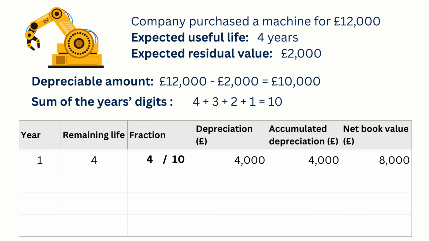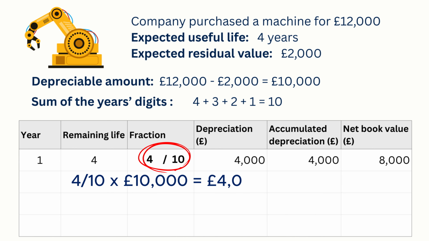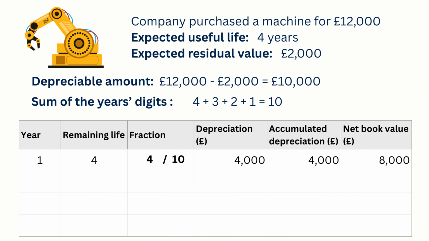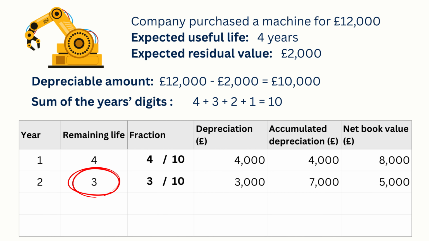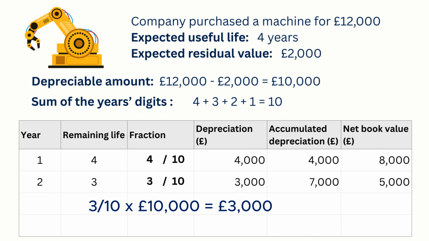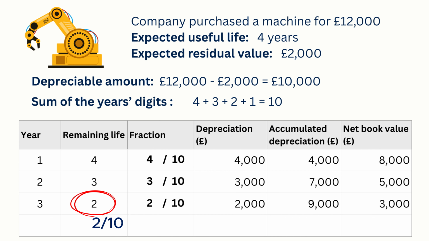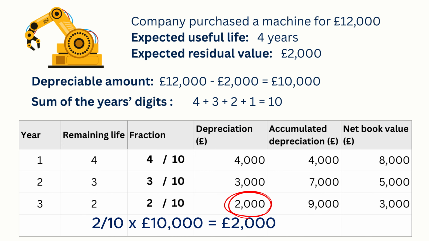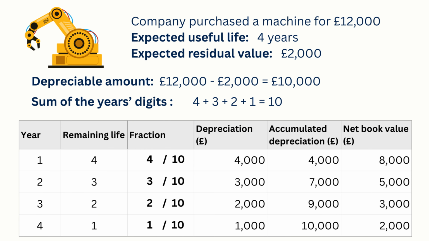In year 1, the asset has 4 years of life remaining, so we take 4 over 10 of the depreciable amount. 4 over 10 of £10,000 equals £4,000. In year 2, there are 3 years remaining, so we use 3 over 10. That gives depreciation of £3,000. In year 3, we apply 2 over 10, which is £2,000. And finally, in year 4, only 1 year remains, so 1 over 10, which equals £1,000. Notice the pattern. Depreciation is highest at the start and reduces each year.